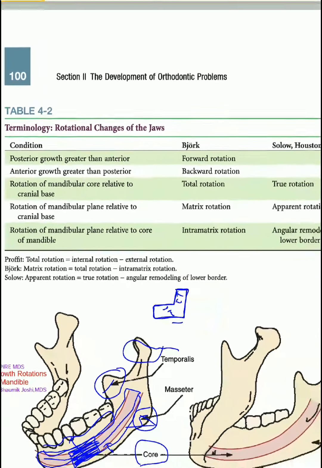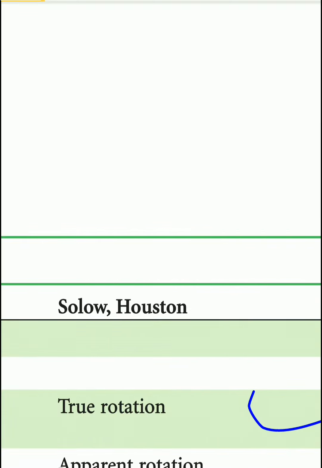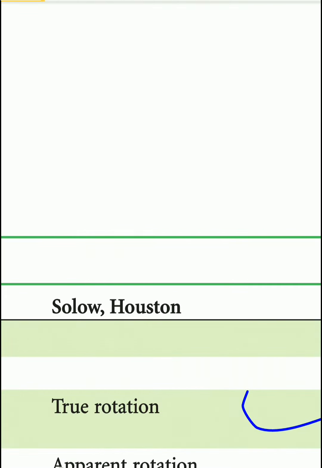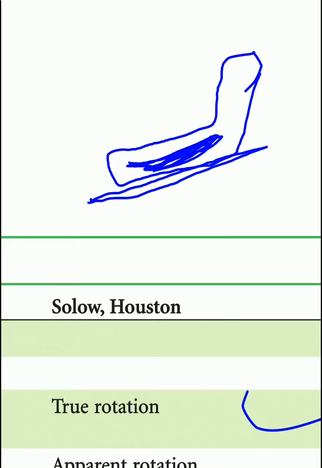There is something called internal rotation and something called external rotation. Internal rotation is nothing but rotation of the mandibular core relative to the cranial base. To understand this, let's say this is your mandible, this is the core of the mandible, this is your mandibular plane, and over here is your cranium.